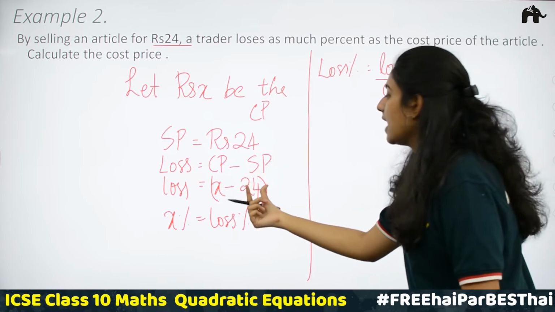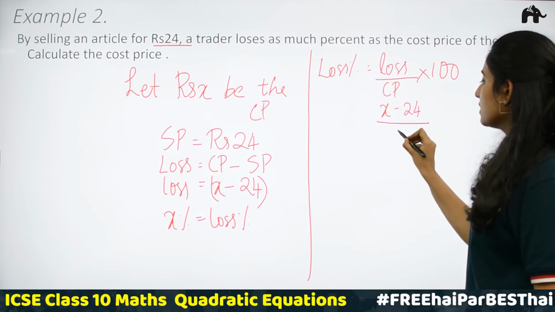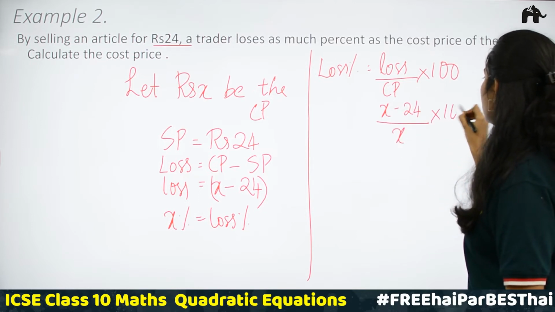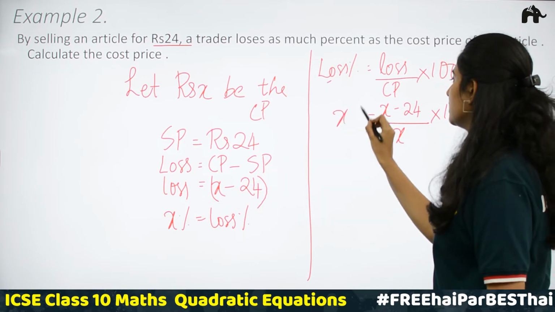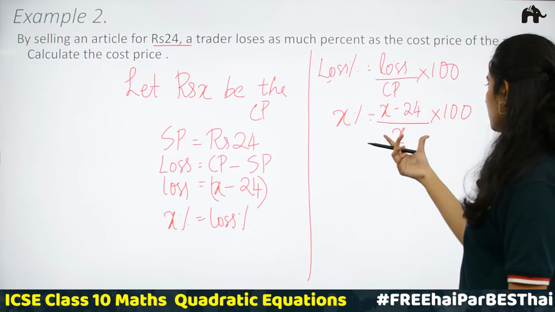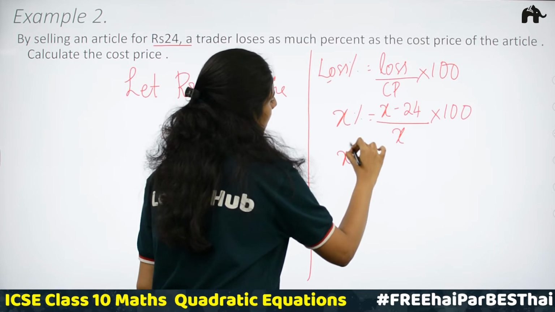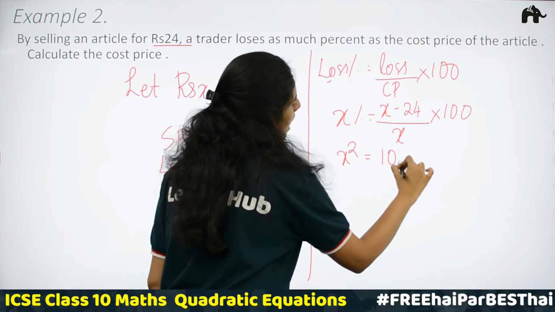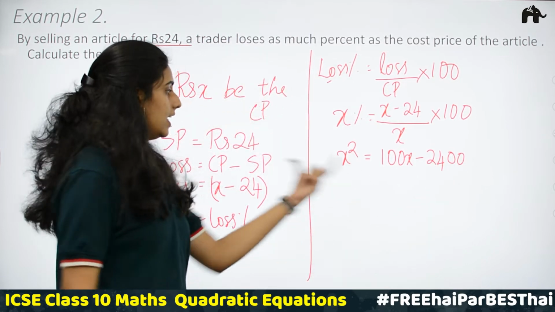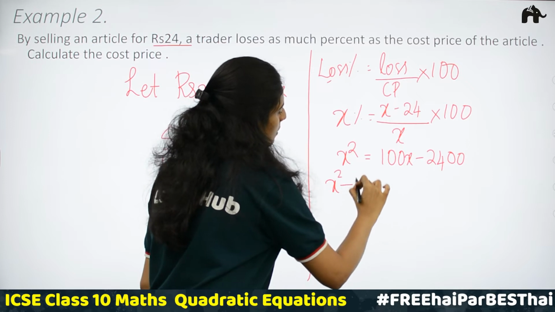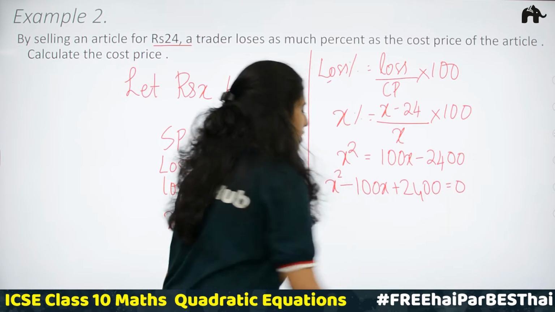Loss is X minus 24. X minus 24 divided by cost price X into 100 is equal to the loss percentage. Loss percentage is X percent. We can solve this to find the value of X. Multiplying, X square will be equal to 100X minus 2400. Rearranging this, we get X square minus 100X plus 2400 is equal to 0.